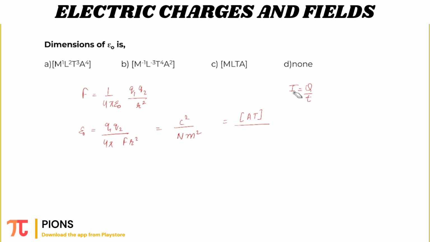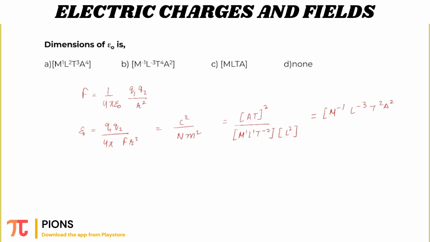So Q is nothing but I into T. Current has a unit of ampere and time has second. So dimensions is AT, and N Newton is M1 L1 T minus 2, meter square, that's nothing but L square. So when you take it on the top, this will become M minus 1 L minus 3, and A is as it is, and T power plus 2, and A square, no, T is plus 3, I think minus 2 goes up, it will be minus, so it will be square over here.